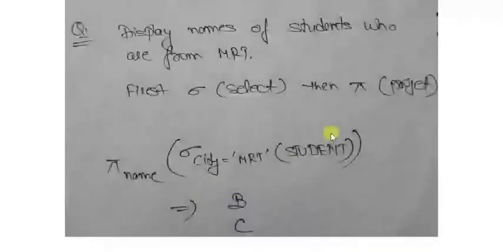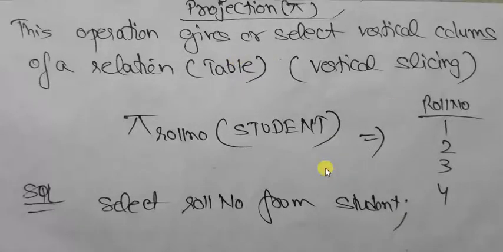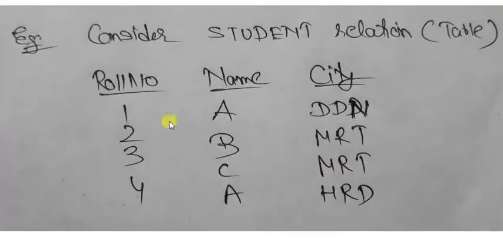Now it is a tricky question. Display names of students who are from Meerut. If you go through this table, I want to see the names of those students who are from Meerut. So first I will take out these two records. How will we take them out? You will take them out through selection and then cut the names from here. This cutting will be done through projection.